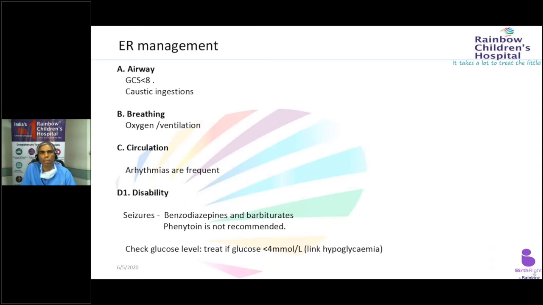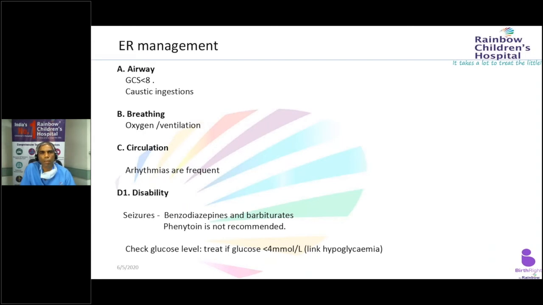If they have seizures, the first drug of choice would be the benzodiazepines. Majority of the times, we will be able to stop the seizures with the benzodiazepines. If the child continues to have the seizure, we have to give barbiturates as a second line of medication. Usually, phenytoin is not indicated, especially when it comes to seizures which are related to poisoning.